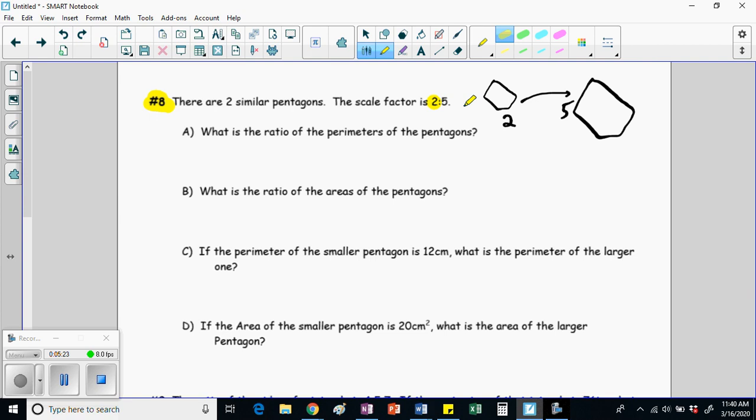So if I had a measurement in the little pentagon like this 2, and I want to find the measurement in the big pentagon that corresponds to it, I would multiply the 2 times the scale factor to get the measurement in the big one.